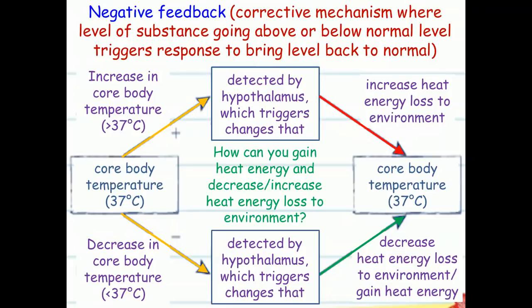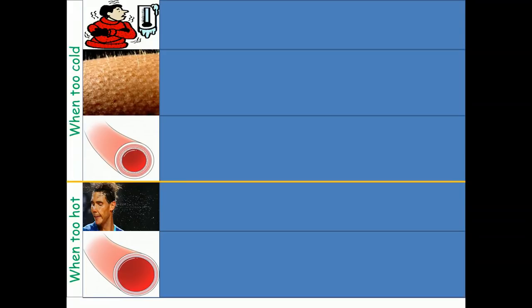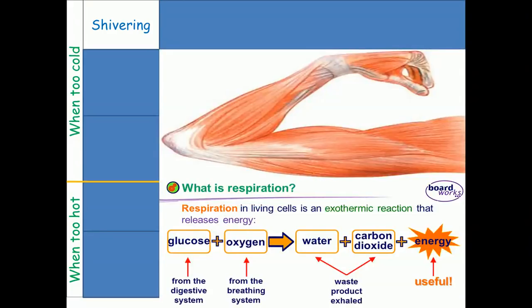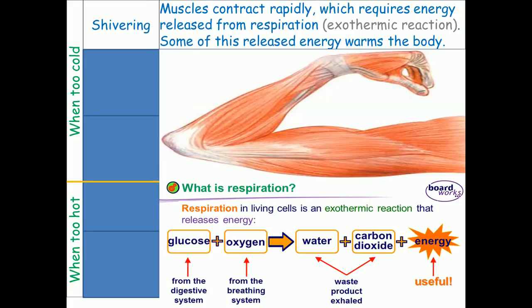So what are the different methods that occur? There are five different methods that you need to know about for your exam. So you can see in the top example, we've got shivering. And shivering involves muscles and respiration. So here the muscles contract rapidly. And because they contract rapidly, that requires energy released from respiration, which is an exothermic reaction. And some of that energy from respiration is not only used to make the muscles contract rapidly, but some of it is released as heat energy, which warms the body. So one way of increasing the core body temperature is to shiver, and that is because muscles contract rapidly and some of that energy released from respiration warms the body up.